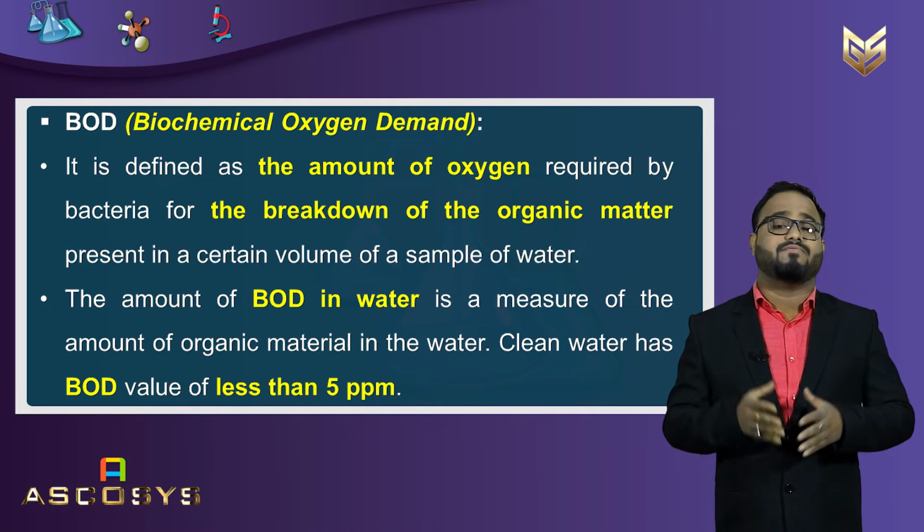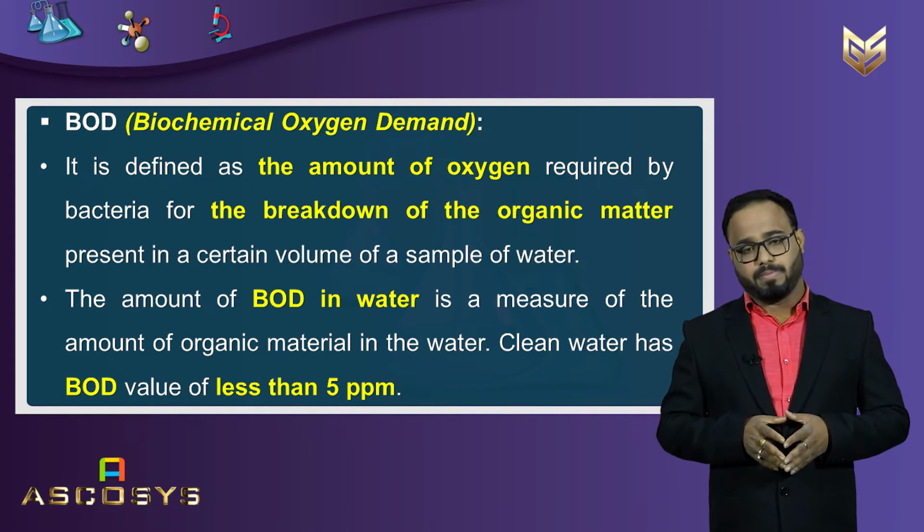Clean water should have a BOD of less than 5 ppm. So these are the major causes of water pollution. Due to water pollution, we have many sources of effects. We have river pollution, we have pollution at home, and with water pollution, we have various kinds of diseases such as cholera, typhoid, etc. In the next part, we shall discuss what is the concept of soil pollution.